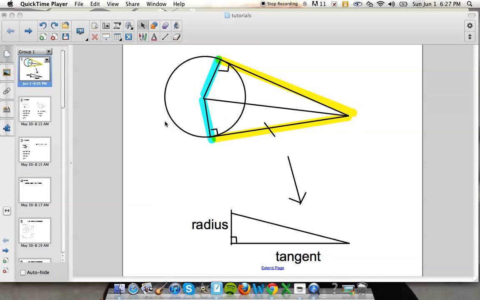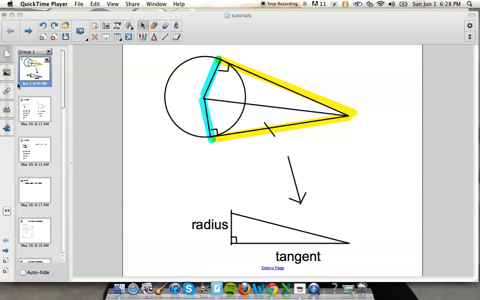Since you know that the yellow lines are tangents, and since they are intersecting at a 90-degree angle, they are always going to be congruent. You can also pull that triangle out. As you can tell, I have a radius, a tangent line, and a hypotenuse. You know how to solve right triangles.